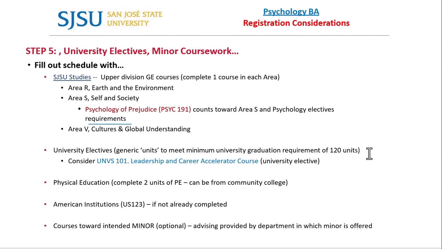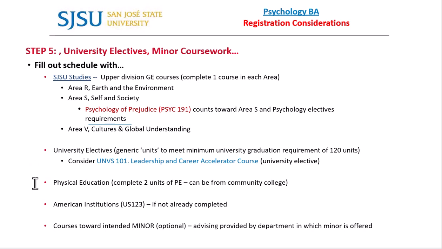So every student is going to be different. Some students might need many electives. Other students may not need any at all. Okay, so that's why it's important to keep track on your My Progress of how many units you've completed and how many units you still have to take, right, to reach the 120. So if you need electives, then you can choose whatever course that we offer in San Jose State to complete those unit requirements.